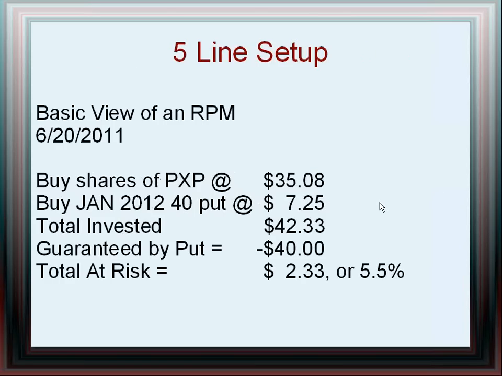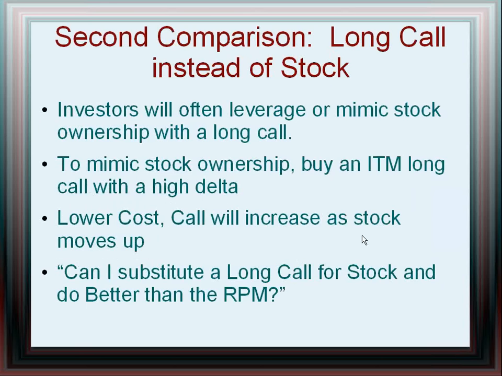Again, let's review our 5-line setup for the PXP radioactive profit machine. Buy shares of stock at 35.08. January 2012, 40 put at 7.25. This was on June 20th. Total investment of 42.33. And the total at risk is 2.33 or 5.5%.